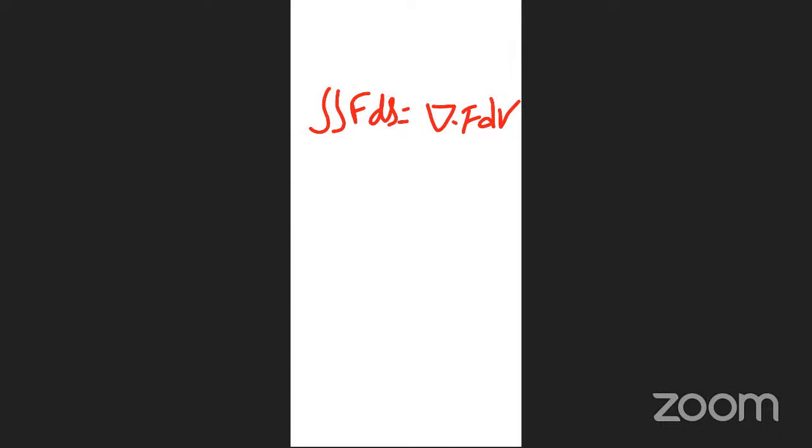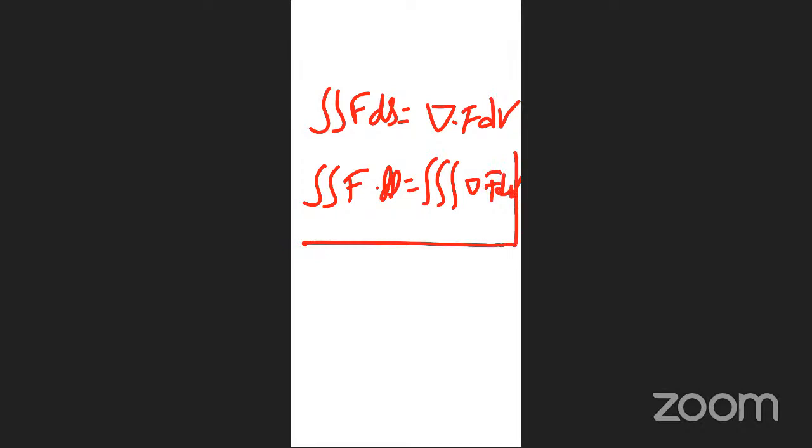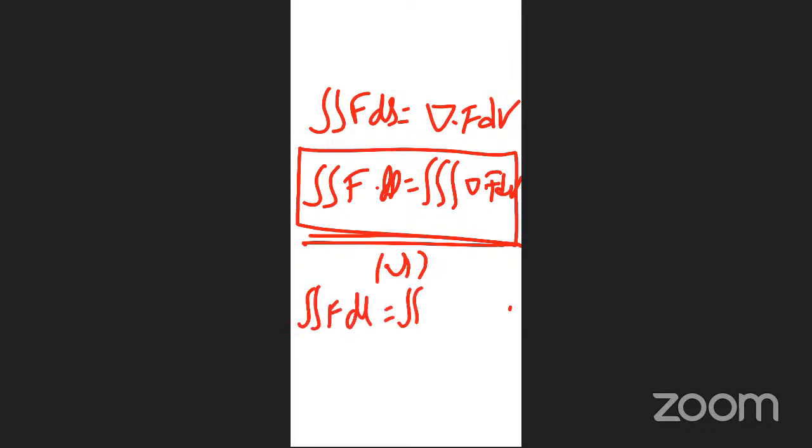So the volume is divided up by the surface, and then the surface integral of F·dS is equal to the volume integration of del dot F dv. This is the divergence of F. The theorem is proved. This is the Gauss divergence theorem. Or you can write the surface integral of F·dS is equal to the volume integration of div F dv. This is a very important question.